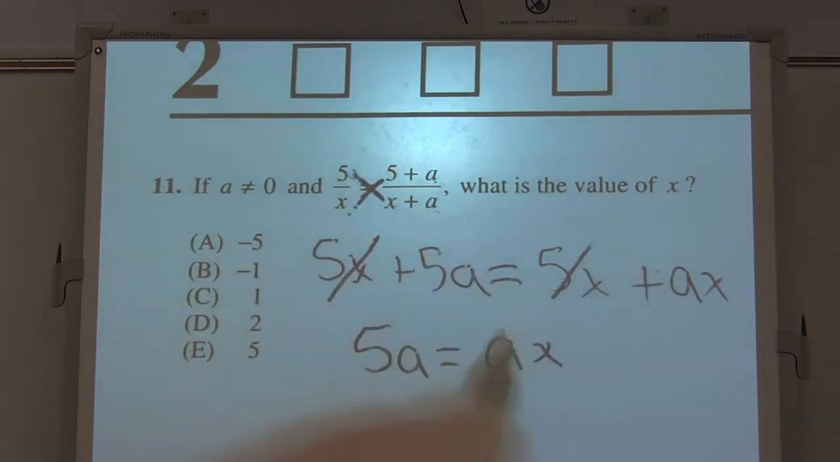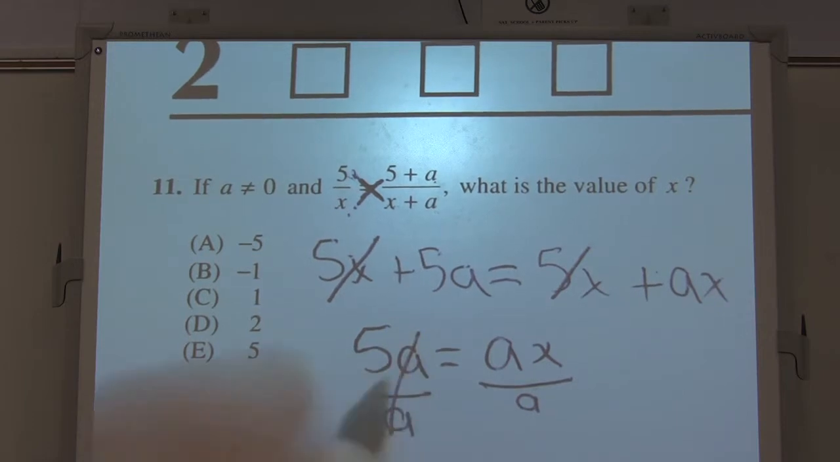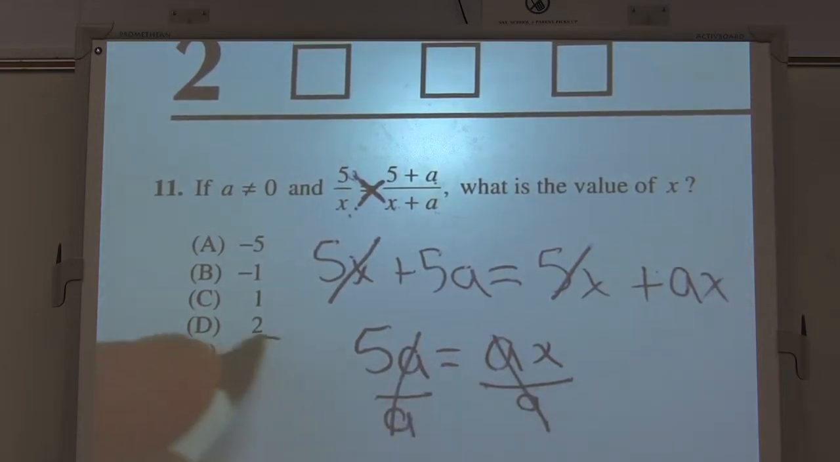says what's the value of x? So let's divide both sides by a. The a's cancel, and I'm left with x equals 5, so choice E.